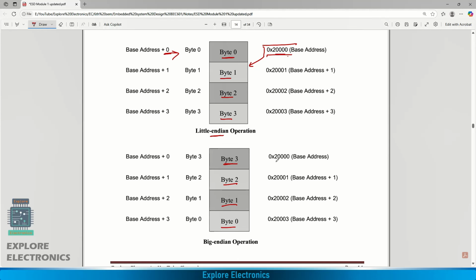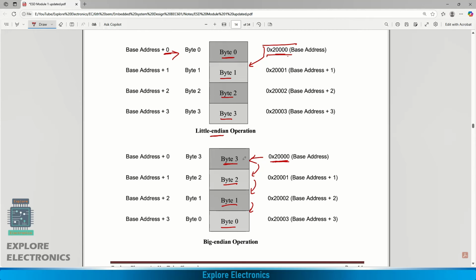Suppose the base address in the Big-endian is 20,000, something like that. It will be pointing to byte 3. Then if you increment, it will come down like this. Okay, that is how it is. So the difference between these two is the organization of data.